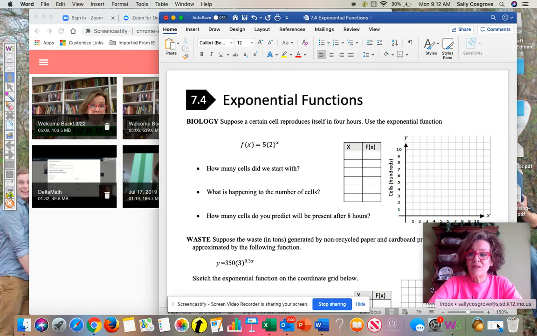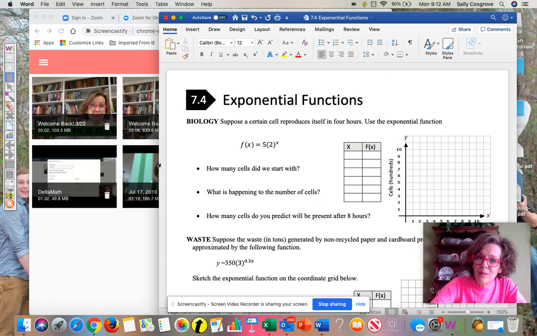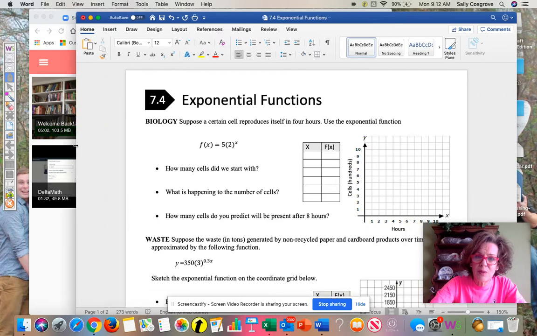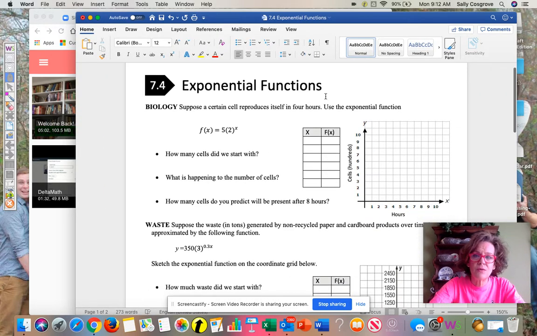The first lesson we're going to do is on exponential functions, and I believe it is on page 51 and 52 in your pink book, so get that out. If for some reason you don't have your pink book, I'm going to upload this page that's in your pink book right into Google Classroom.